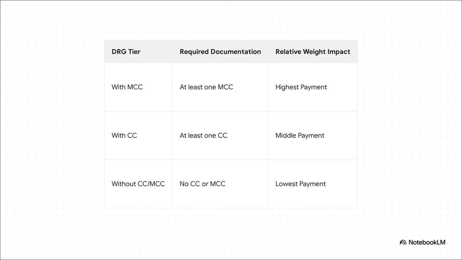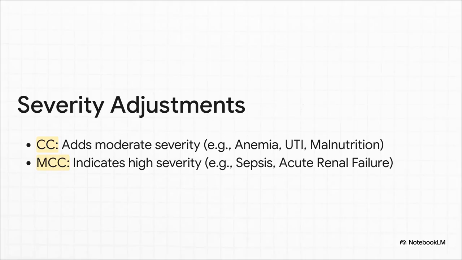Let's ground those acronyms with some real clinical examples. What actually qualifies as a CC or an MCC? Well, CCs add moderate severity to a case. We're looking at things like anemia, a UTI, or malnutrition. They definitely require extra nursing care. But MCCs, those are the heavy hitters. They signal intense severity and massive resource use, conditions like sepsis, acute renal failure, or septic shock. Getting the documentation to capture just one MCC can literally double the relative weight of the entire claim. It's that impactful.